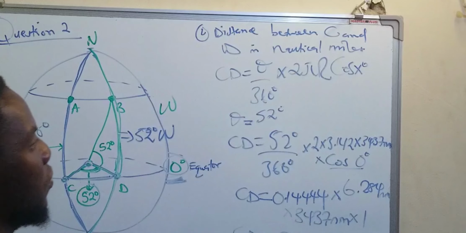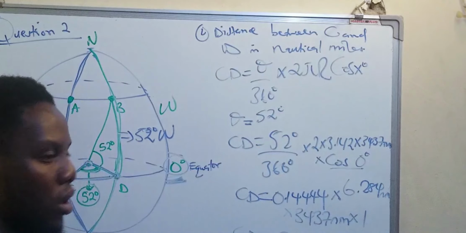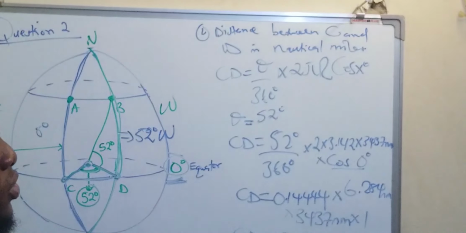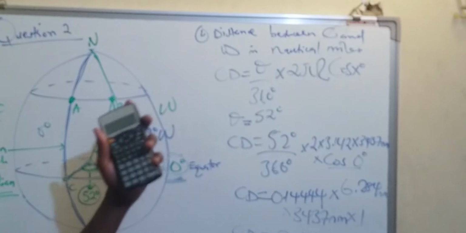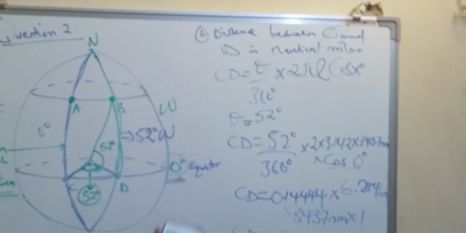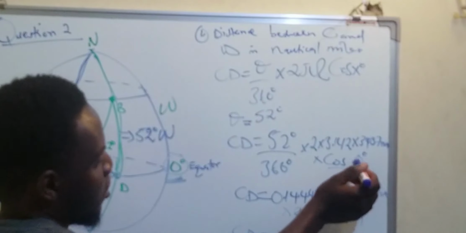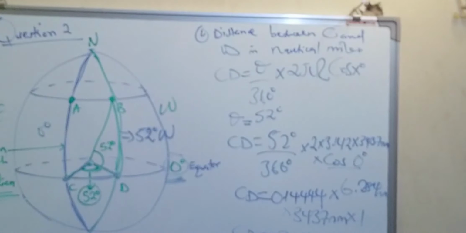Even if you remove this cos x, use that formula for longitudes, where you take, since r is the same for the equator as well as the earth radius, you can actually use that formula. It also gives you the same answer, because cos x here is 1, so it won't even change.